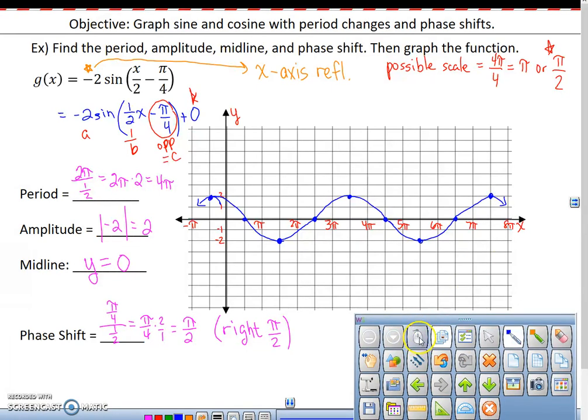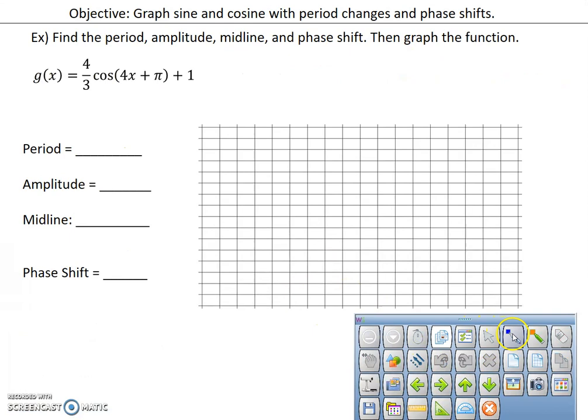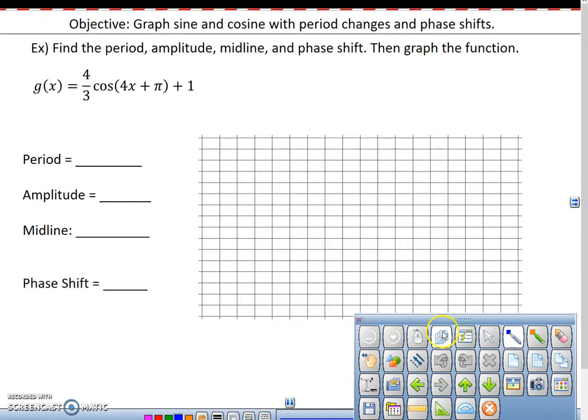All right, and for the final example, we'll look at this function, which is a cosine function. So here, actually, we've pretty much got everything that we need all shown to us in this function, g of x. So our 4/3 is our a parameter. The 4 is our 1/b parameter. The opposite of this positive pi is going to be what we call c, and our +1 here is going to be our k.